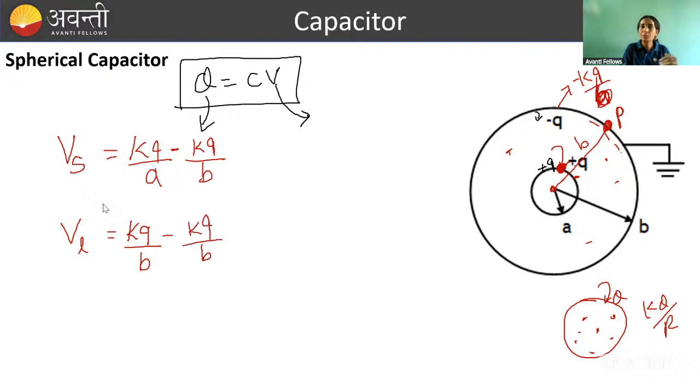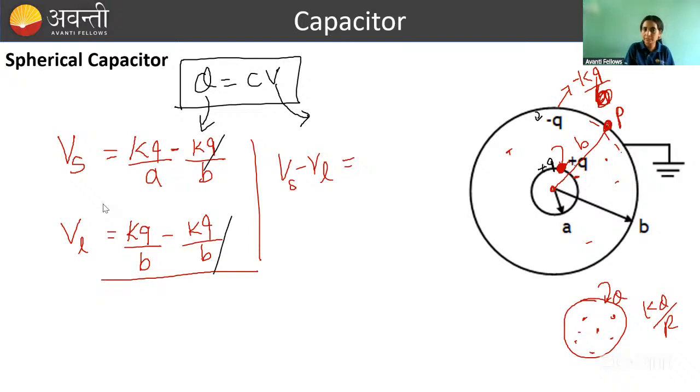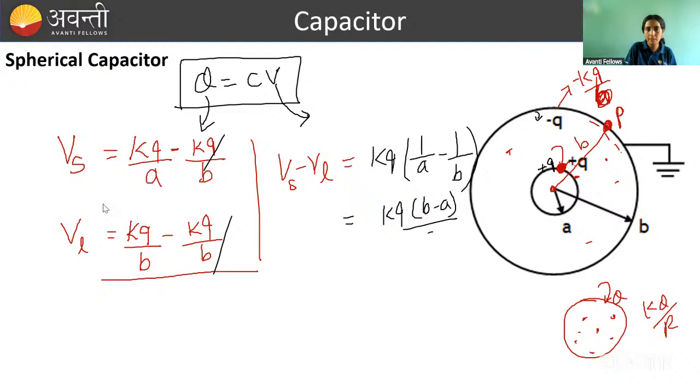Okay. And if you now take the difference of these two potentials, Vs minus Vl, because ultimately the plate that is having positive charge will have higher potential. So I am doing Vs minus Vl. If you subtract these two, you can clearly see these two things will get cancelled. Which one? This and this. Take kq common: 1 by a minus 1 by b. This is going to be the potential difference. So you can write here kq (b minus a) by ab.